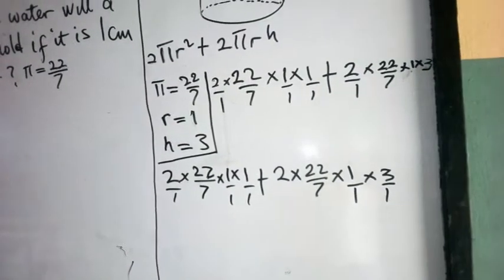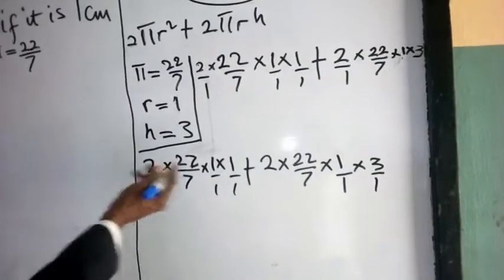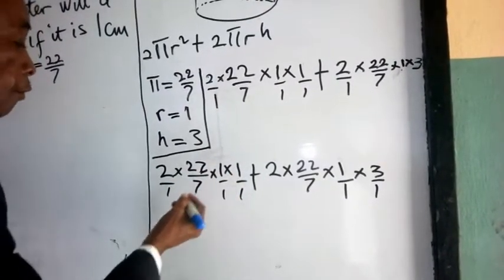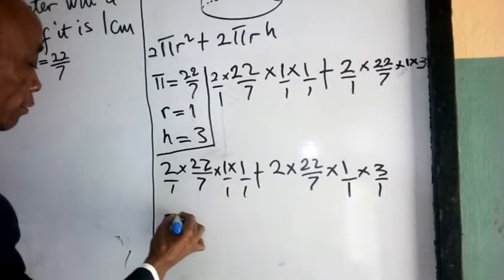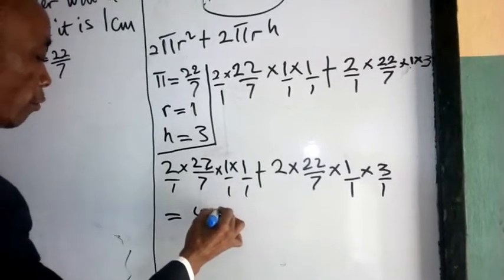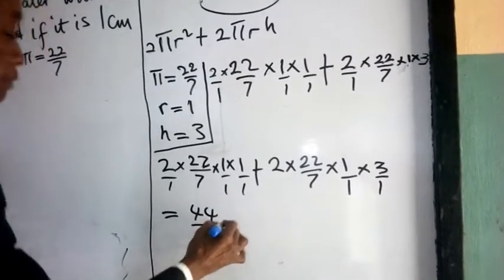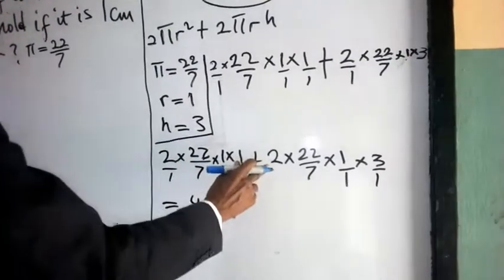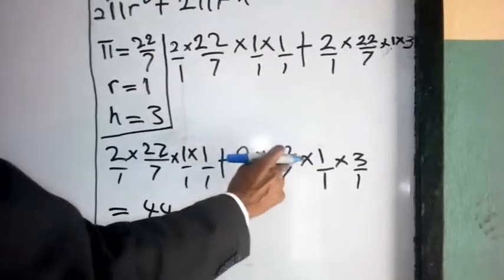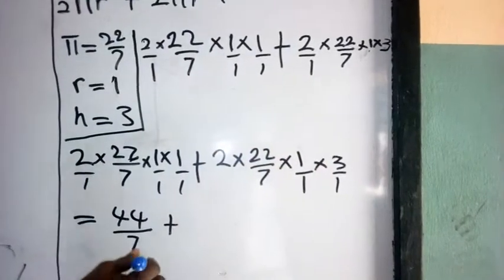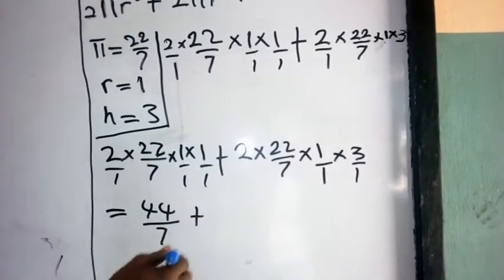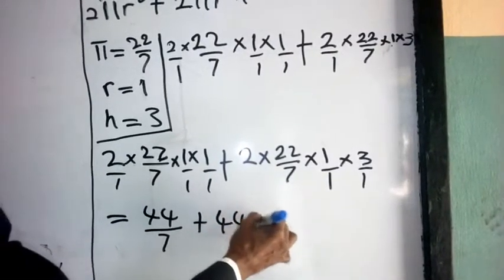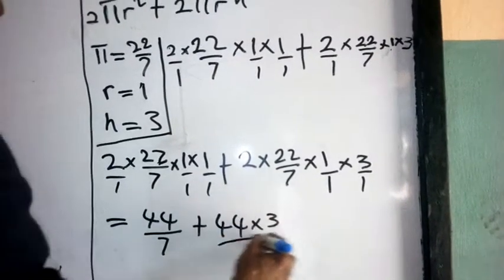You don't need to go wasting time. You need to quickly look at it. This 2 times this is going to give you 44/7, as in 44 divided by 7. While this one will be 44 times 3/7.